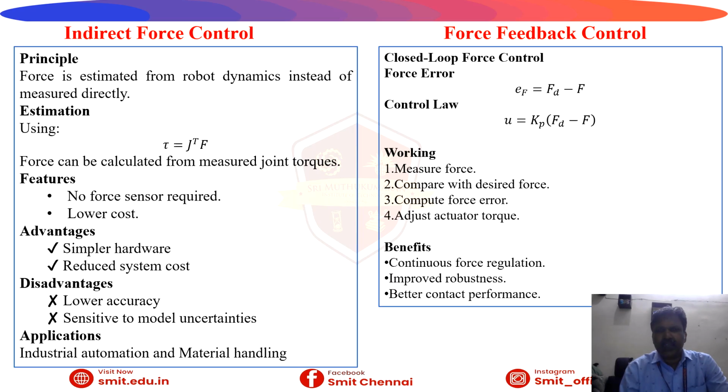Then force feedback control, which is closed loop force control. Force error is EF equal to Fd minus F. Control law: U equal to Kp times (Fd minus F). Working: measure force, compare with the desired force, compute force error, adjust actuator torque. These are the working steps. Benefits of force feedback control: continuous force regulation, improved robustness, better contact performance.